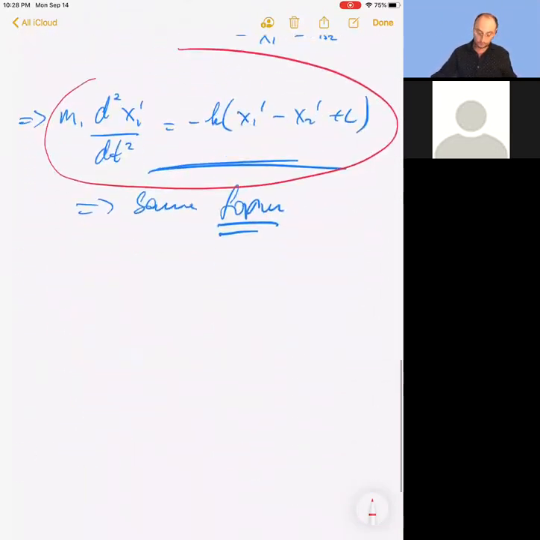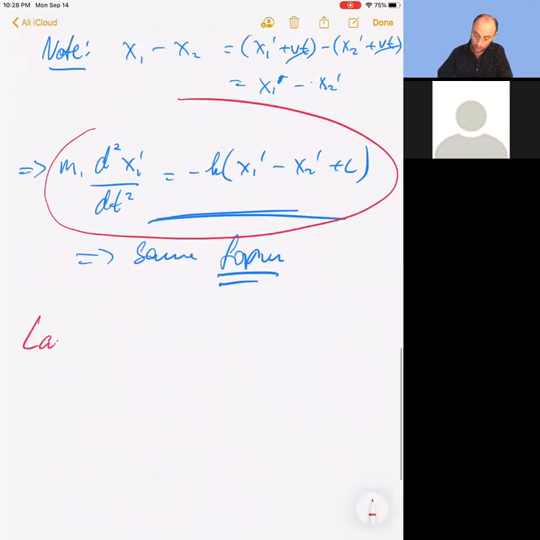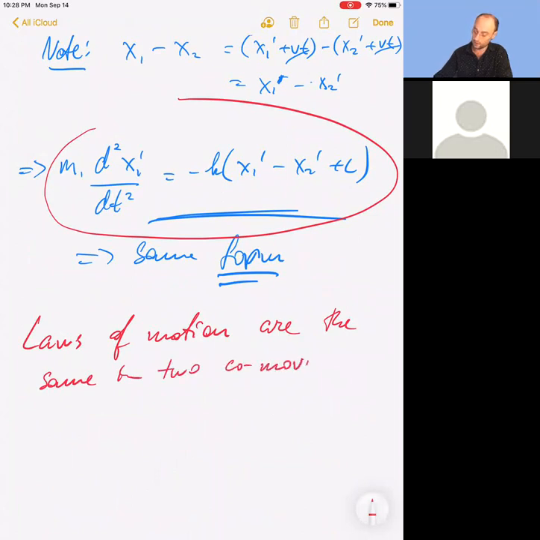And so you would say that laws of motion are the same in the two co-moving frames. And again, we have in mind inertial frames. Both frames are inertial, right? Or if frame 1 is inertial, we imagine that frame 2 is moving uniformly relative to frame 1, that it's also inertial.